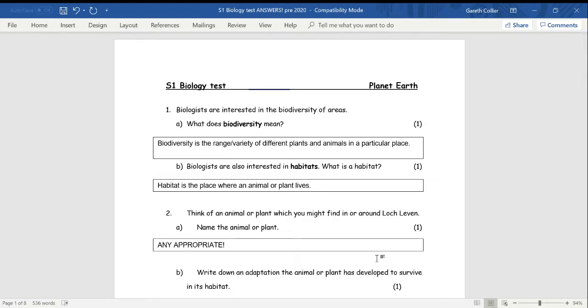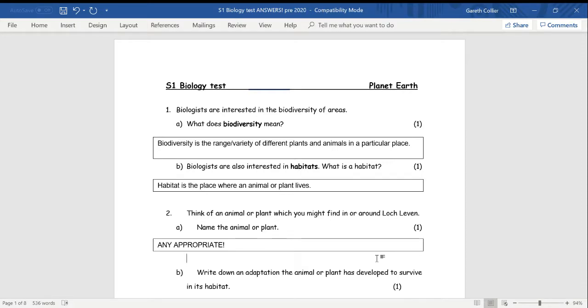Your S1 biology test, Planet Earth. So for the first question, it asked you, what does biodiversity mean? So biodiversity is the number of different plants or animals in a particular place. So it's all the different types of organisms in a place.